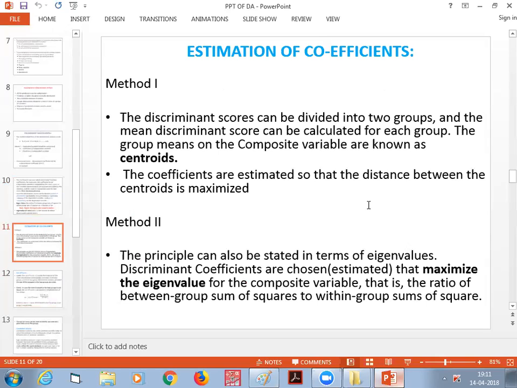That's what the meaning is. Now, you have to take the group mean on the composite variable. What is the meaning of that? You can take the average of these two means. So that is what is called the centroid.